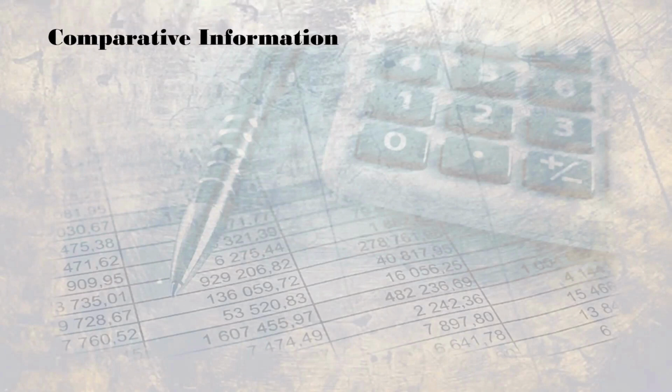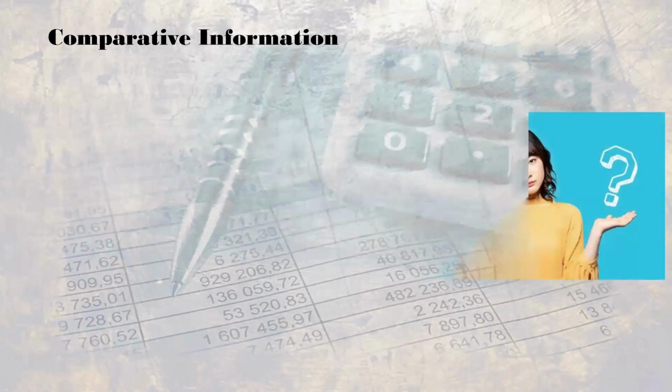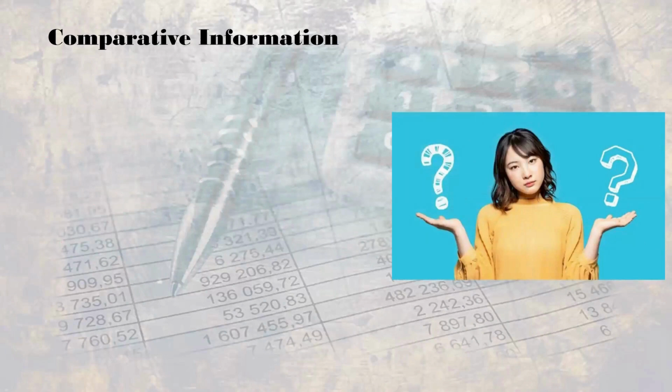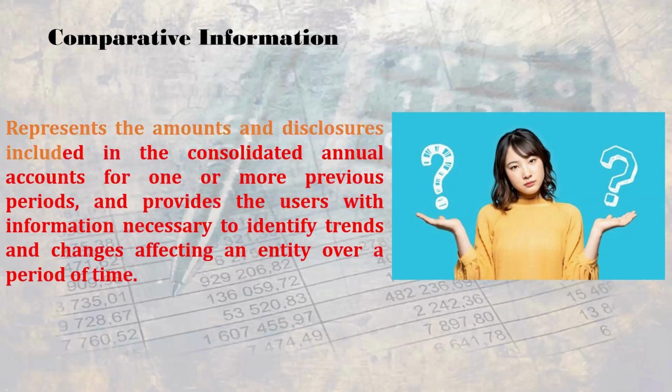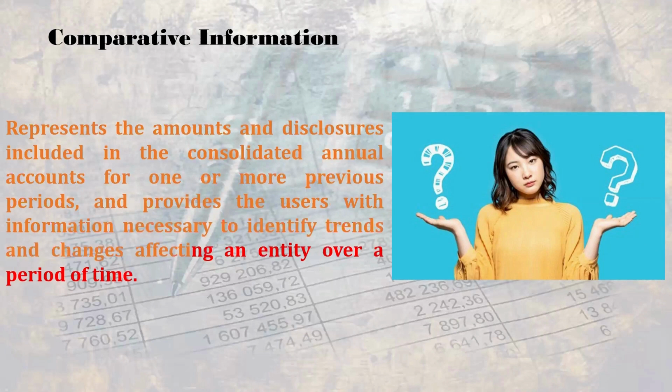And the last one, comparative information. Comparative information means the comparison between the previously mentioned and present values. Like in the previous period, whatever asset values you mentioned and what the actual values are, the comparison between both comes under comparative information. It represents the amounts and disclosures included in the consolidated annual accounts for one or more previous periods and provides the users with information necessary to identify trends and changes affecting an entity over a period of time.